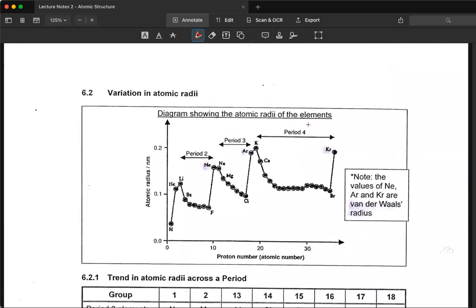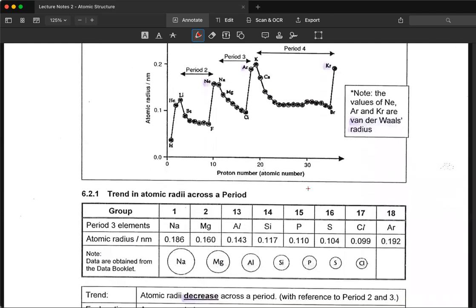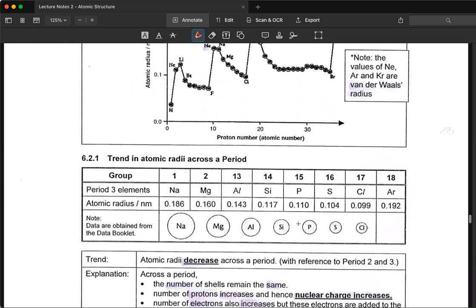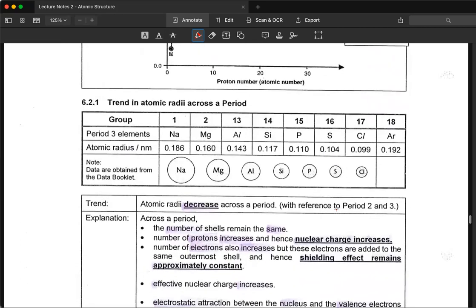Like noble gases. Now, this is the variation in atomic radii of the elements across the different periods. So it goes down, up again, and down, up, down. Let's examine the trend in atomic radii across the period, from period 3 elements, sodium in group 1 all the way to argon in group 18. You can see that the atomic radius in general decreases, as read from the data. So what is the explanation for the atomic radius?